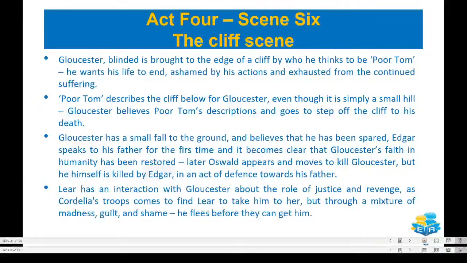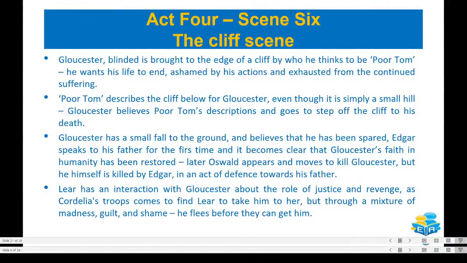Gloucester at this stage is really licking his wounds. He wants his life to end. He's ashamed by his actions and exhausted from the suffering that has happened. So, poor Tom describes the cliff below for Gloucester, even though it is simply a small hill. Gloucester believes poor Tom's descriptions and goes to step off the cliff to his death. So he thinks, okay, I want the world to end.